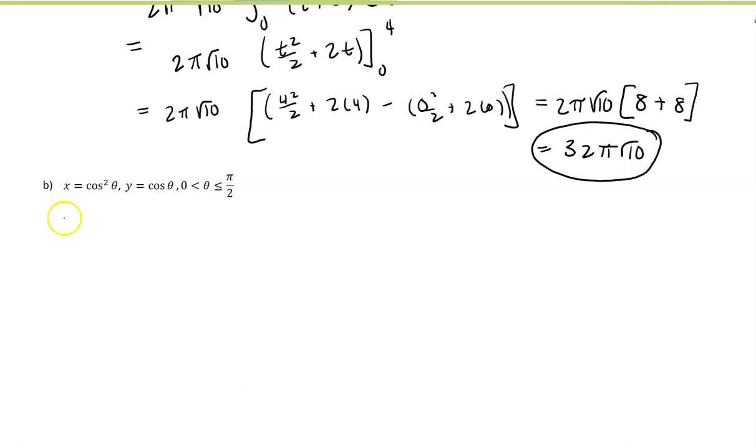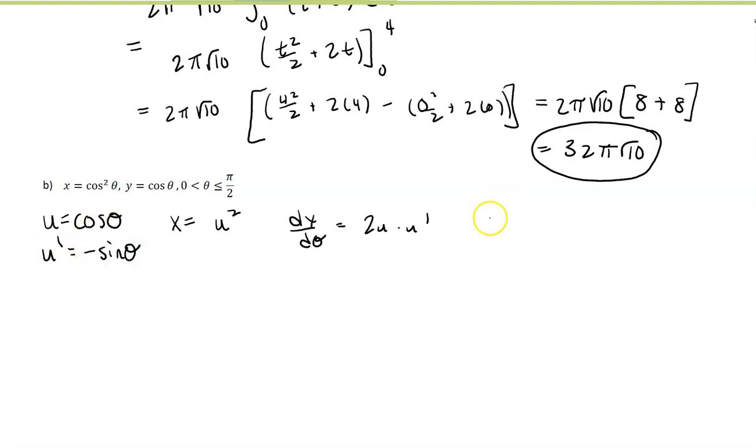So in this case, if I have cosine squared of theta, and I want to find dx over d theta, u would be cosine of theta, and x would be seen as u squared. So dx over d theta here would be 2u times u prime. U prime with respect to theta is negative sine of theta. So this is going to be 2 times cosine of theta times negative sine of theta, or negative 2 sine of theta cosine of theta.